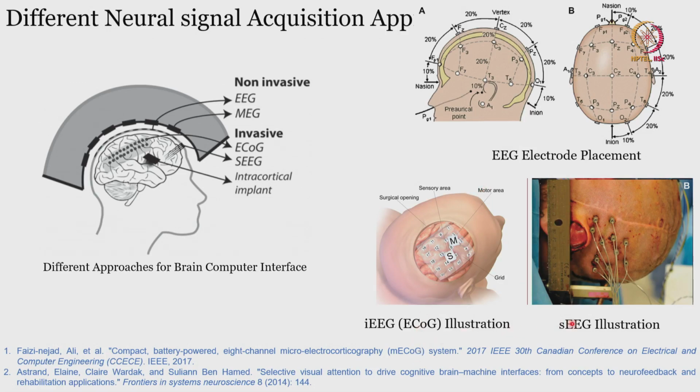Alright, and then there is a SEEG illustration which is over here, right. But the point is, let us restrict ourselves to ECOG and EEG. So I hope that from these two slides, what we understood is the difference between the EEG signal, which is electroencephalogram, versus electrocorticography, right. Now let us go to the next slide.